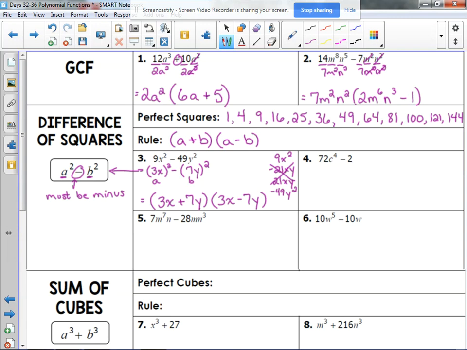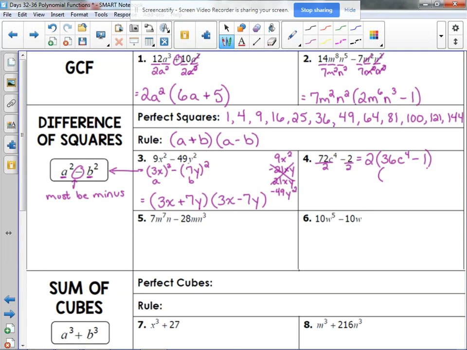Okay, number 4. Are 72 and 2 on our list of perfect squares? No. Do they have something in common? Yes, they're both even, so we need to factor out that 2. If we divide these by 2, what do we get? We get 36c to the 4th minus 1. You can't leave off the minus 1. You gotta have that. Now, are 36 and 1 perfect squares? Yes, they are on our list.